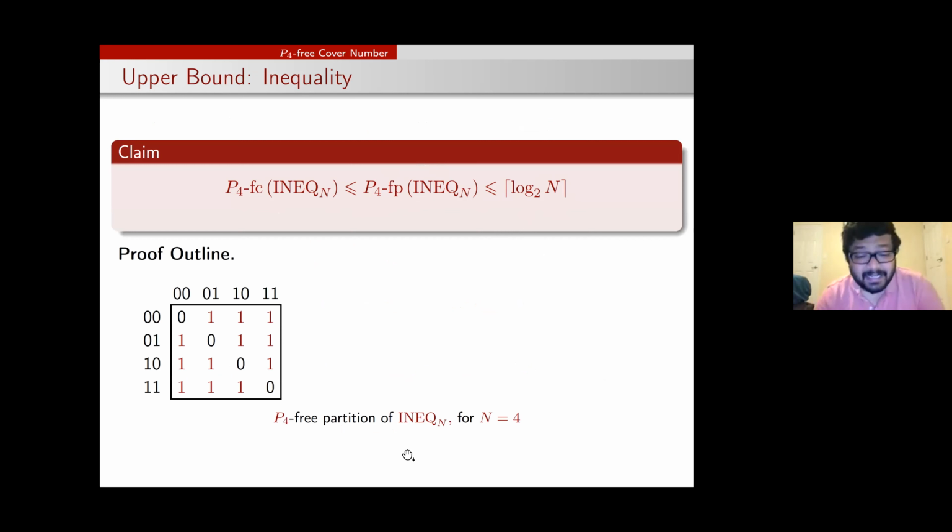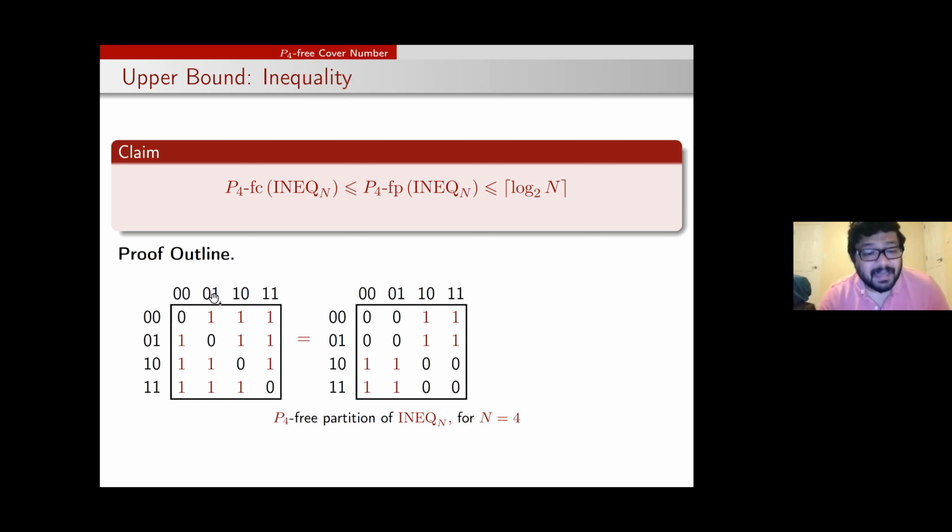First, let's take inequality when n is 4. This function has 4 rows and 4 columns. The diagonal is all zeros. Everywhere else, we have ones. Okay, so there is a big P4-free graph here. This set of ones and these set of ones. Let's take that out.